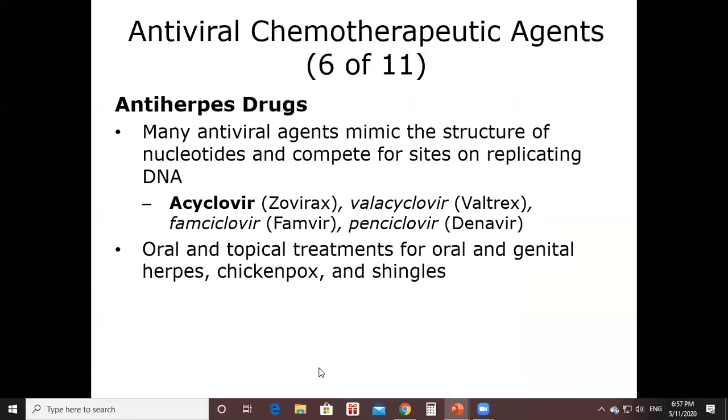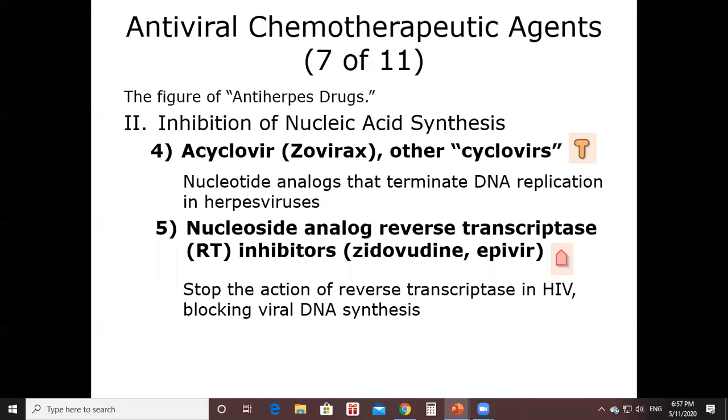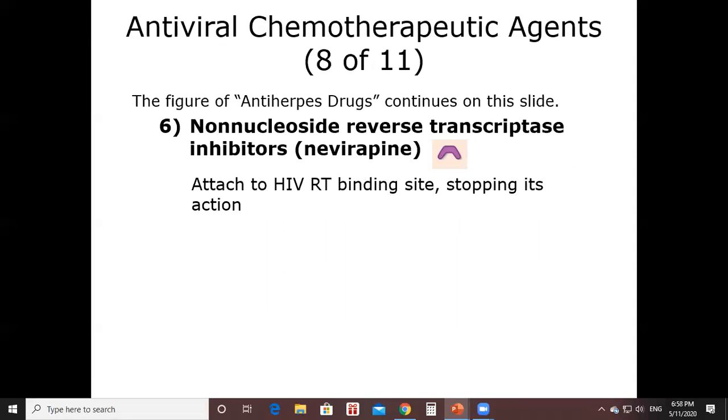Okay. Then you have anti-herpes, acyclovir, and then oral and topical treatments for oral and genital herpes, chickenpox, and shingles. And in inhibition of nucleic acid synthesis, these are the reverse transcriptase inhibitors. They stop the action of reverse transcriptase in HIV and block DNA synthesis.